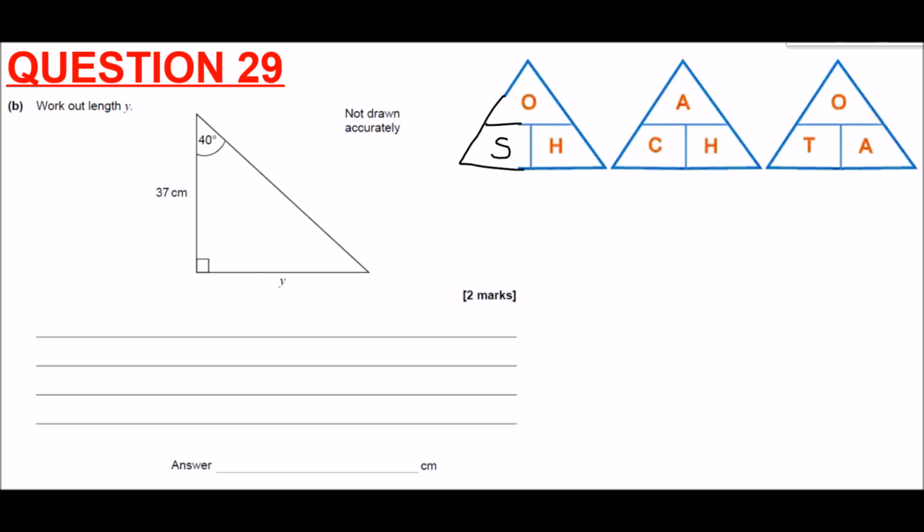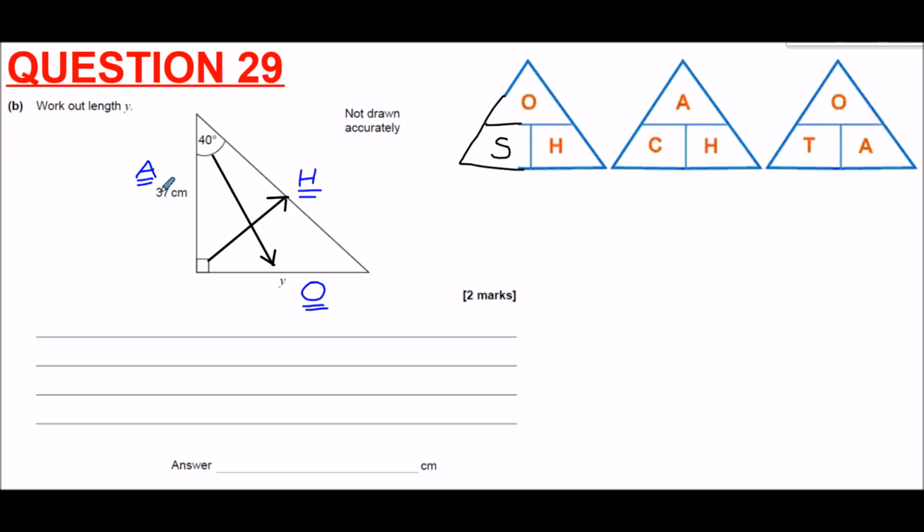Work out length y. Yet again, always just begin with labelling the sides of a triangle. Opposite the angle is the opposite, and so y is on the opposite side. Opposite to the right angle, that's the hypotenuse. The longest side is labelled H for hypotenuse. And the other side must therefore be the A for adjacent.